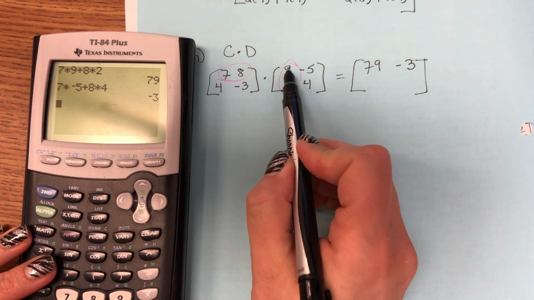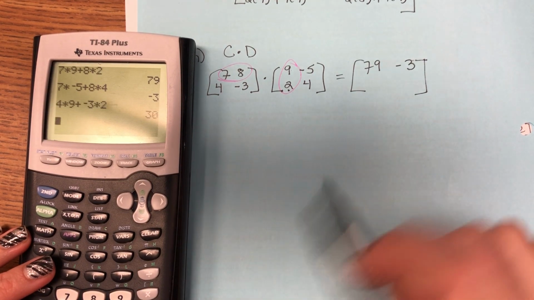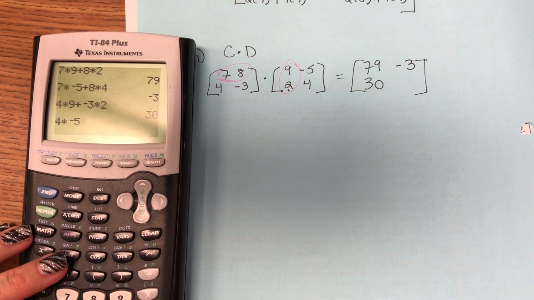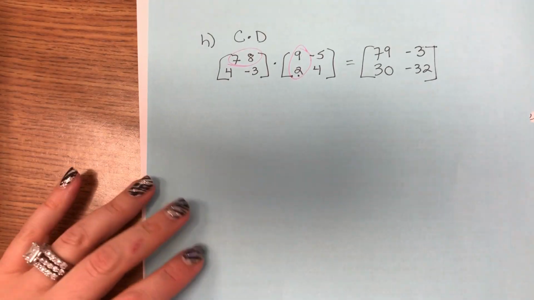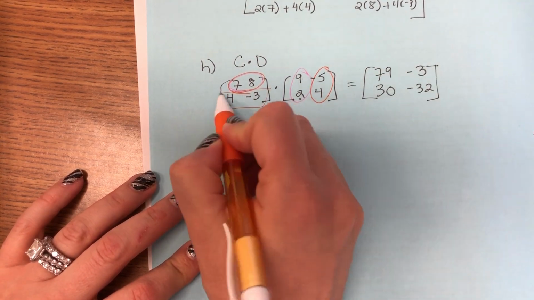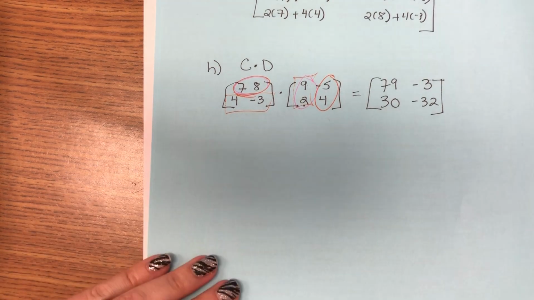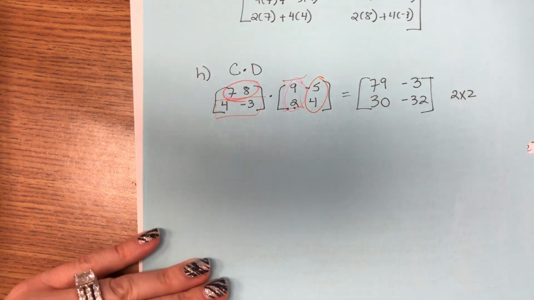Now for the bottom, 4 times 9 plus -3 times 2. And then 4 times -5 plus -3 times 4. So if it helps you, you could color code, row by column, and then this row, this column, and the bottom row, the second column. So you have to be careful with your multiplication. Oh, and that's a 2 by 2.